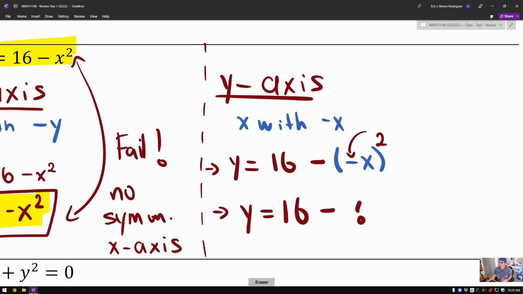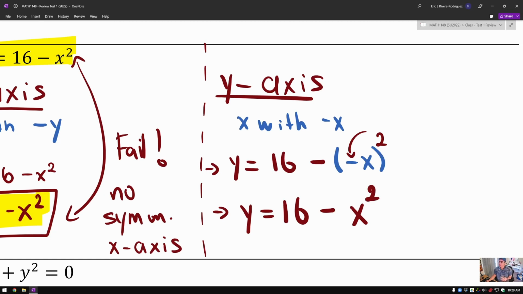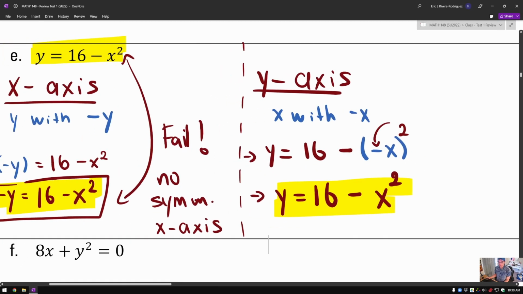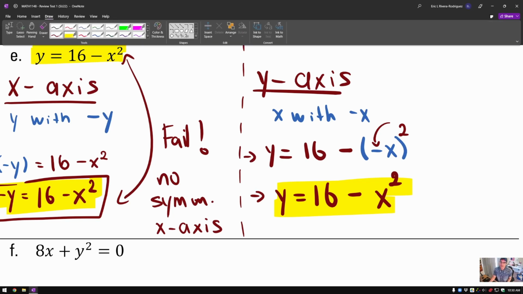It becomes positive. So to simplify, we can just write x raised to the power of 2, so that negative is no longer there. And then what we need to do is compare our results with the original equation. What do you think now? Do we have y-axis symmetry? Yes, we have y-axis symmetry.